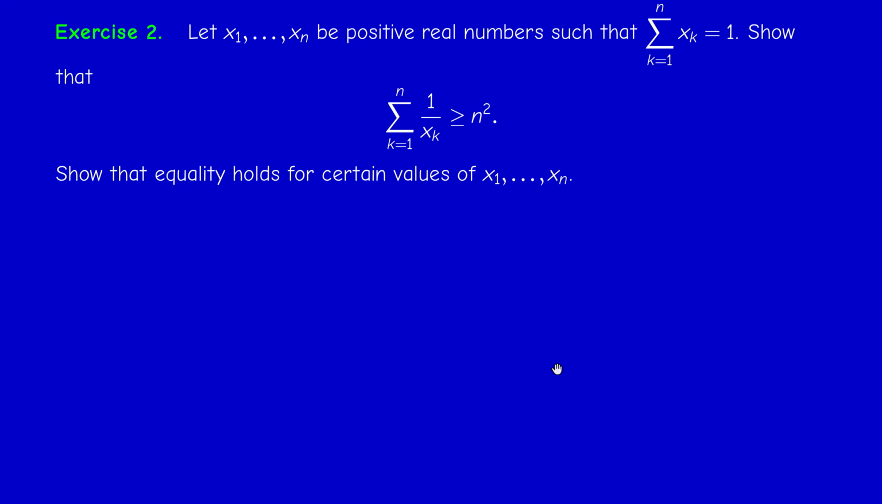Exercise 2, also a consequence of Cauchy-Schwarz. We have now positive real numbers, x_1 to x_n, whose sum is equal to 1. We have to show this inequality, and we have to show that equality holds for certain values of the x_k's. So two things. Let us first start with proving the inequality.